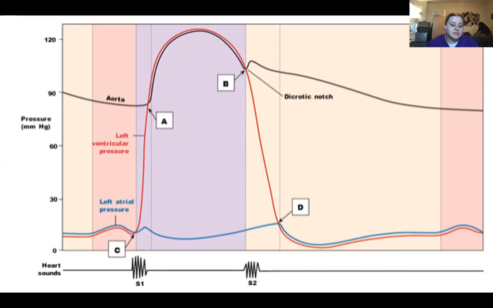In this first section of systole, the order of events is isovolumic contraction, followed by ejection. Moving on to diastole, we see isovolumic relaxation, followed by rapid intake, diastasis, and atrial systole. And that is all for this graph.